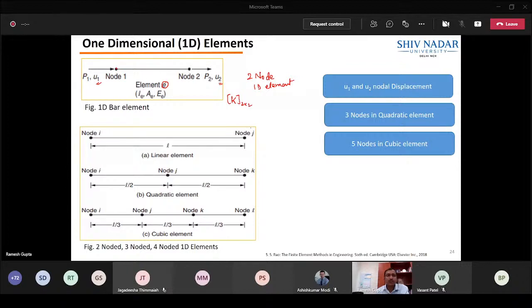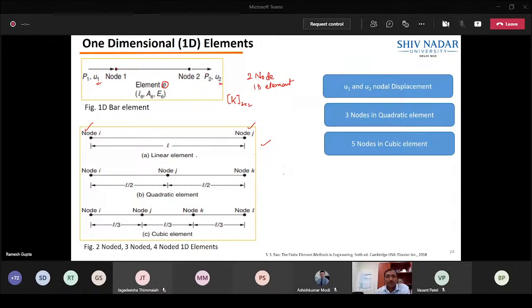Now, this is called a linear element. That means you are interpolating linearly. Once you know the unknown quantity at node I and at node J, you can interpolate anywhere in between, and you have the linear interpolation. That is where you have the very basic linear element.